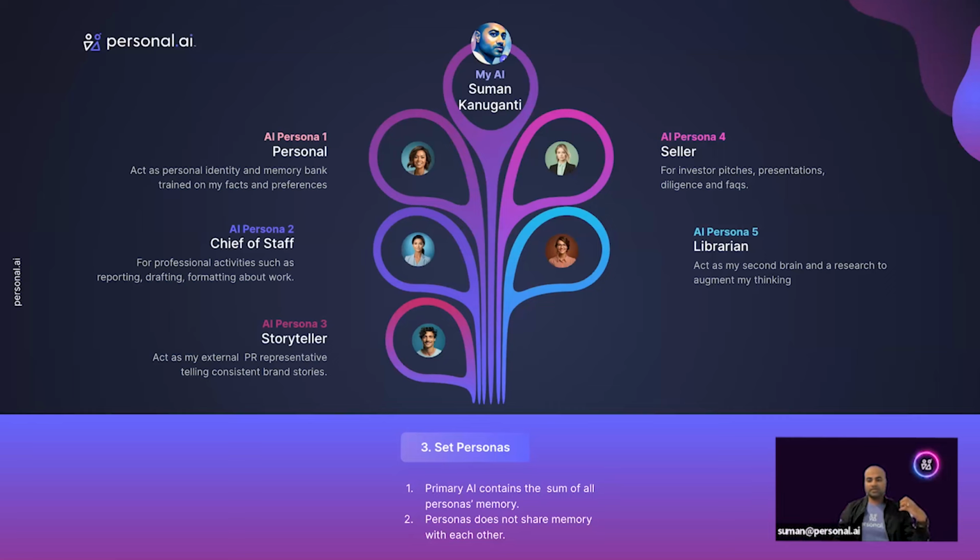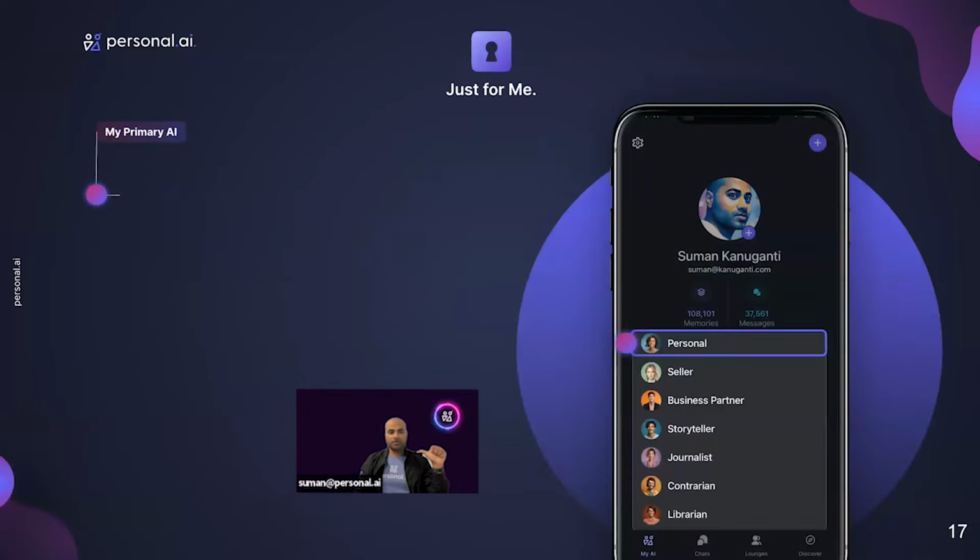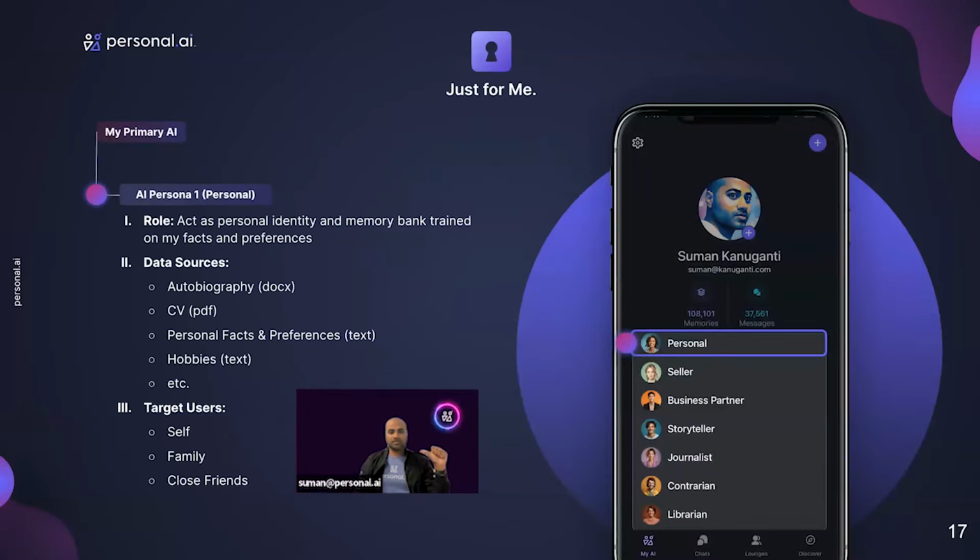Which is all about information and knowledge and augmenting your thinking. So I will go into details on 3 different personas that I leverage. On the personal side, it's about personal identity. It's about a memory bank, about facts and preferences. And the beauty is that every preference or memory you add as a fact makes your conversations with your personal language model even more favorable to you. And we'll cover some examples.